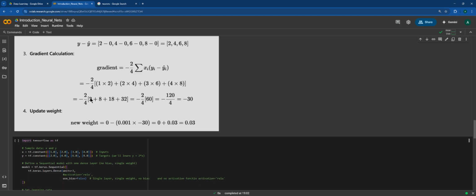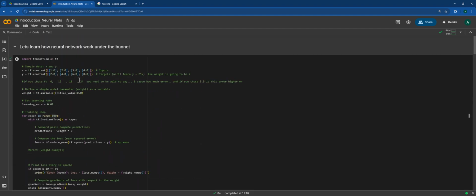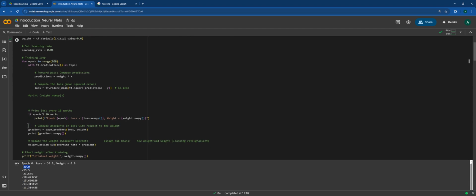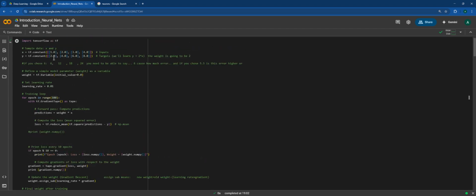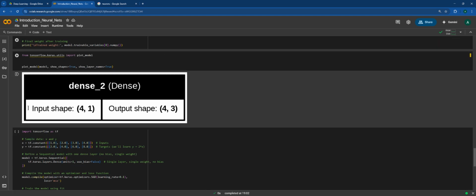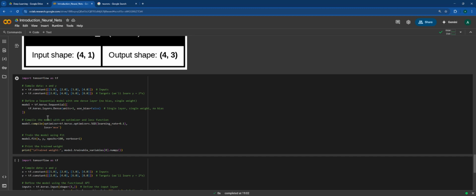Now, obviously, we don't do it in real life like this. This was complicated because I wanted you to learn what's happening under the bonnet. Most probably, if you try to learn this on the internet, it's going to be much simpler when they teach you, because they will show you something like this.